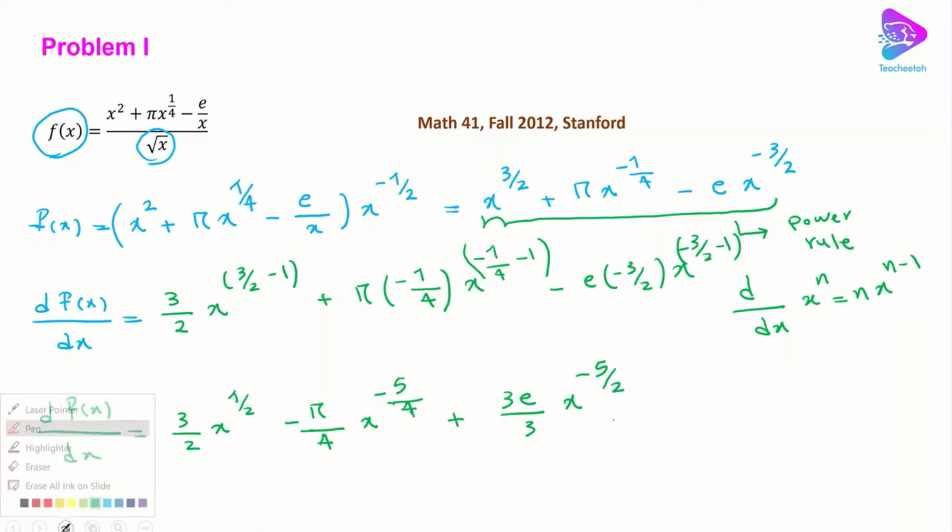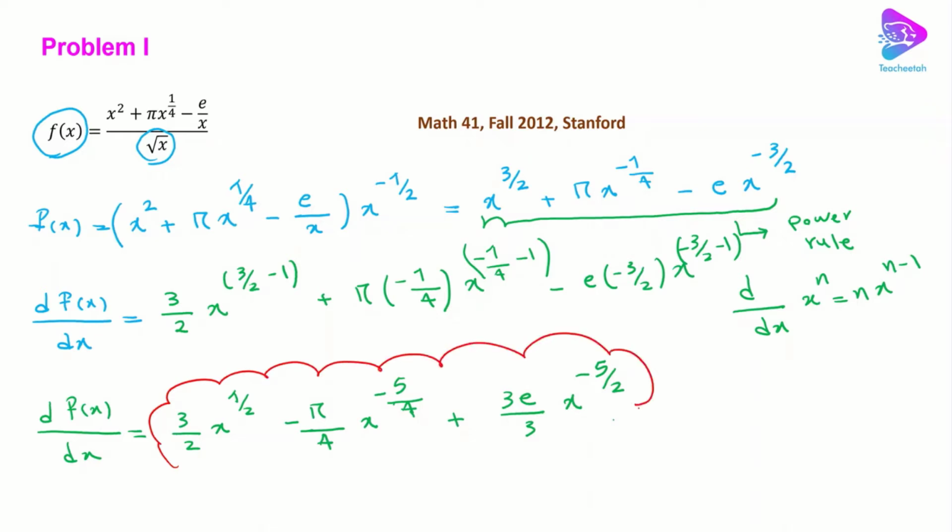Basically what we did, instead of using the quotient rule, we saw that the square root of x can be written as x to the power of 1 over 2, and we just brought it up, rearranged the problem based on that, and then took the derivative, as you can see, and this is going to be the final answer.